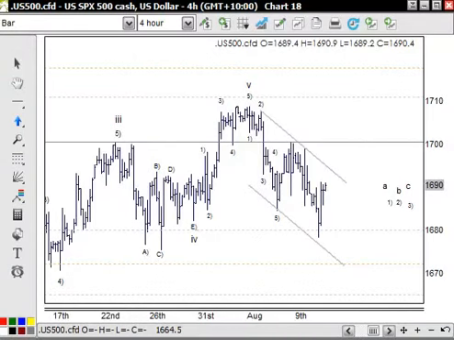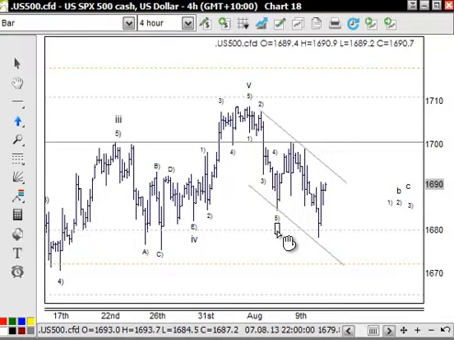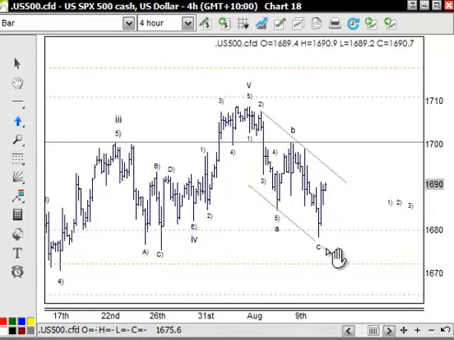Welcome, and here we're looking at the S&P 500, and there is the possibility of an ABC correction being in place, which would be the A wave to here, the B wave to here, and the C wave to here. The C wave always is in 5 waves. It is a little bit ugly in this situation where we've got this spike in here.